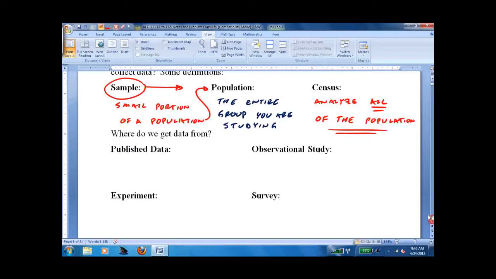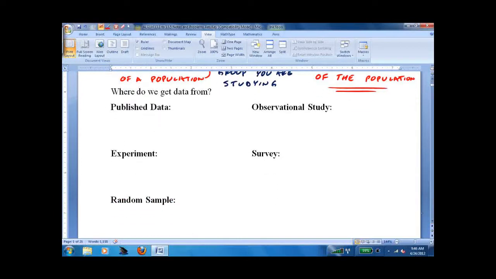So how do we do it? Where do we get the data from? Well, we could get published data from newspapers who've already done it for us, or just general research. Could be scientists. It's out there in the world and we just go get it. We could sit down and do an observational study. So what is the speed of cars traveling on a road? And we sit down and we take the measurements. We bring a radar gun and we just calculate the speed.